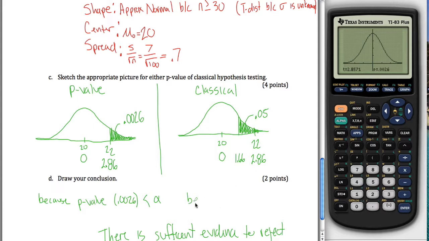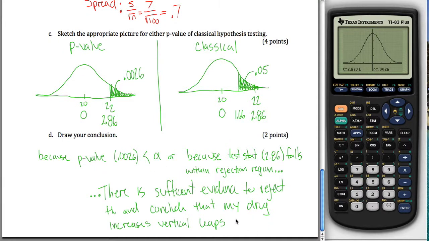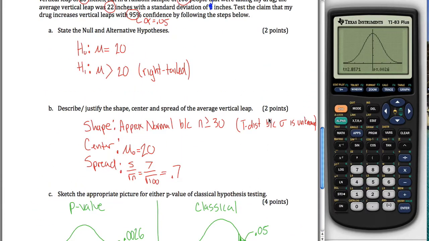So my conclusion would be, because my test statistic, which was 2.86, falls within the rejection region, and then the same conclusion here. So kind of either this or this, there is sufficient evidence to reject my null hypothesis and conclude that my drug increases vertical leaps. Whew, finally, that's the end of this quiz.